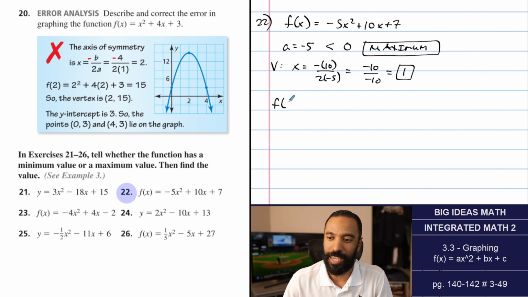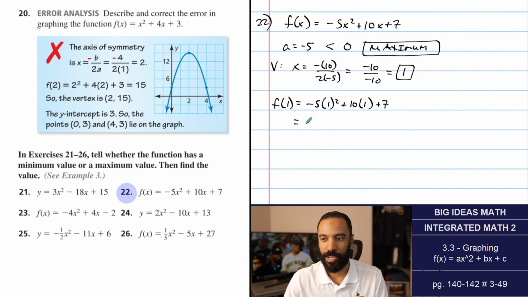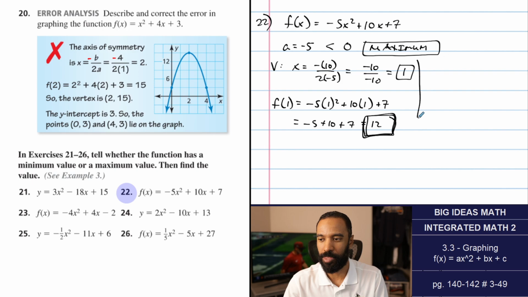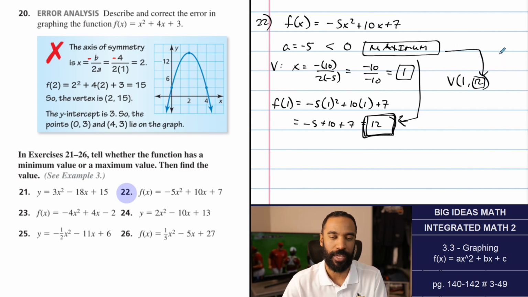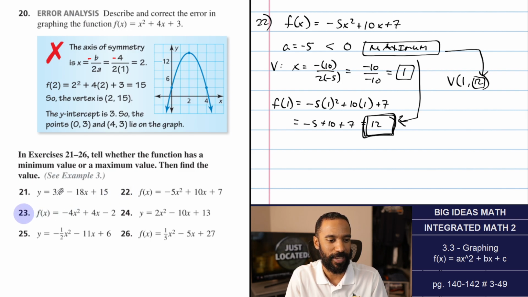The y value, we take f of 1, which is negative 5 times 1 squared plus 10 times 1 plus 7. That's negative 5 plus 10, which is 5, plus 7, which is 12. That is the maximum. The minimum was negative 12. The maximum is positive 12. Remember, this vertex is at 1, 12, but 12 is once more the maximum value. It occurs when x equals 1. So maximum. I guess I'm going to write that each time. I'll just go and draw those arrows and stuff just to be consistent.